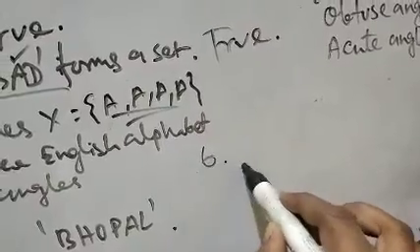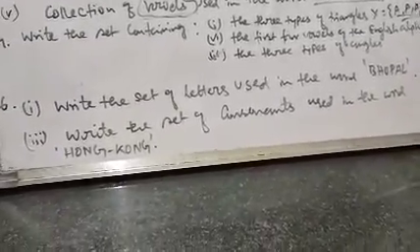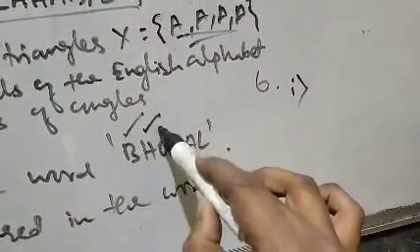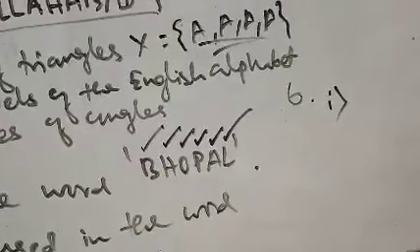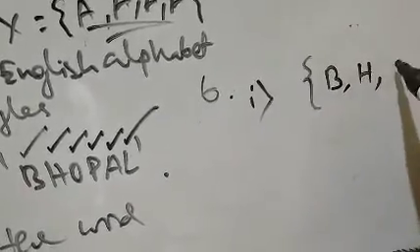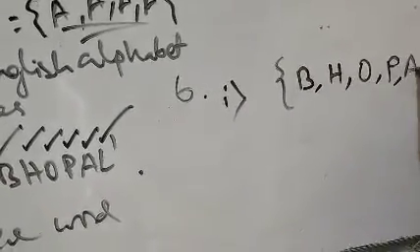Next, the last question of this exercise. Question number 6 says, write the set of letters used in the word Bhopal. Bhopal is the word given, and we have to write the set of letters. So how many alphabets are there? 1, 2, 3, 4, 5, 6. So 6 letters are there. So the set of letters will be like this: B, H, O, P, A, and L.